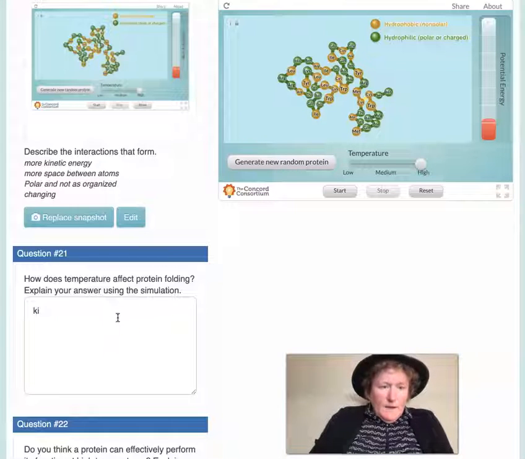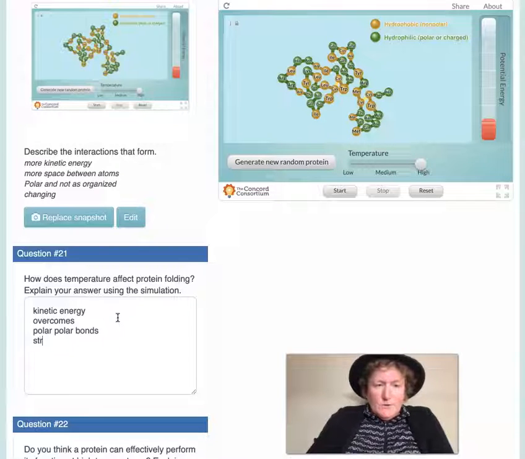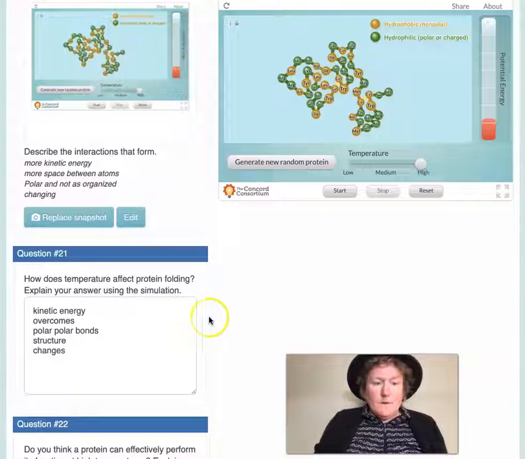So you can say kinetic energy. You can use the word overcomes. You can say polar bonds. You can say structure, and you should probably say change.